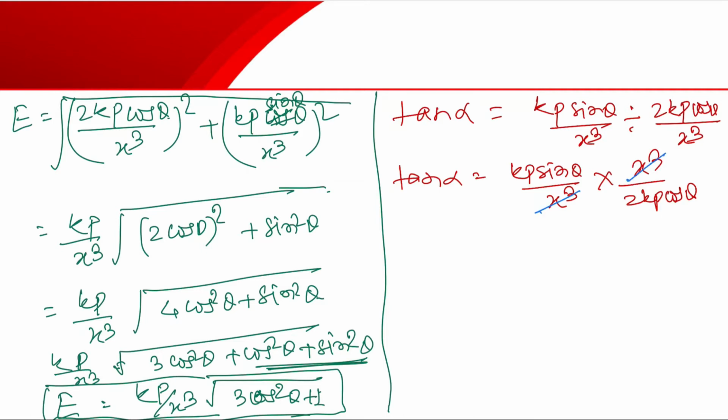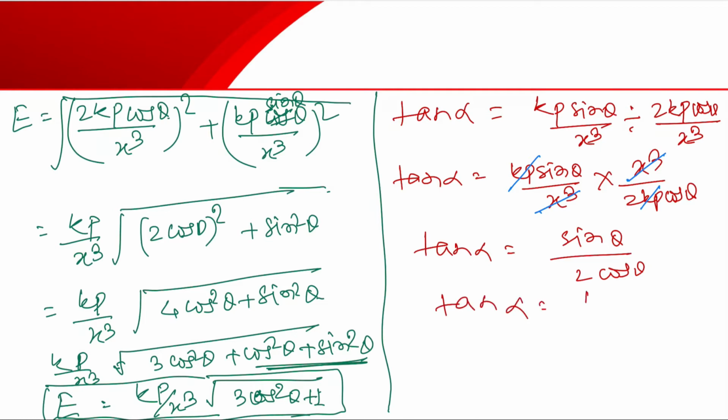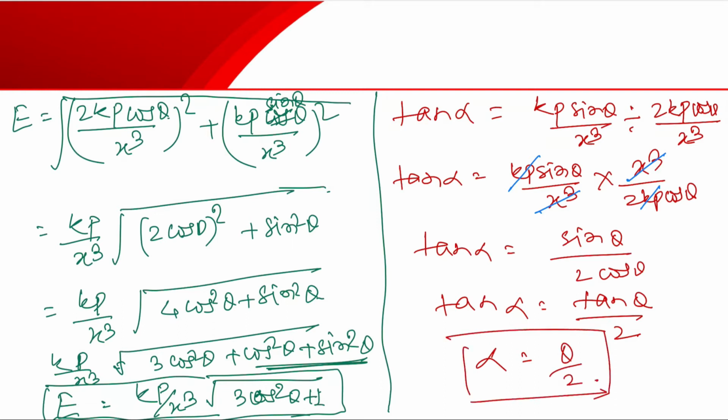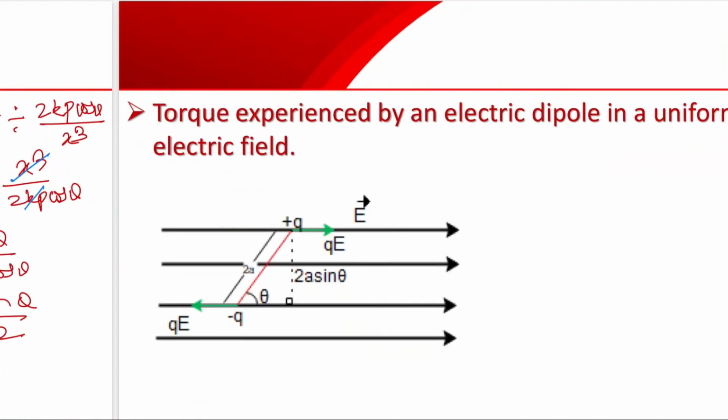In this, x cube and x cube will be cancelled. kp and kp will also be cancelled. So we can write here tan alpha will be equal to sin theta by 2 cos theta. That means tan alpha will be equal to tan theta by 2. That we can write alpha equals theta by 2. So this is the relation between alpha and theta.